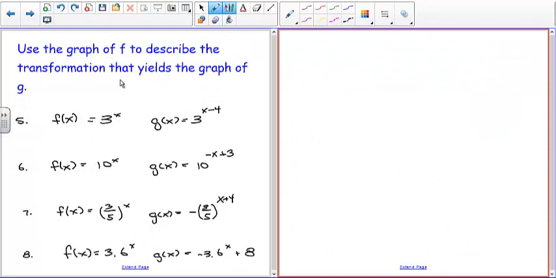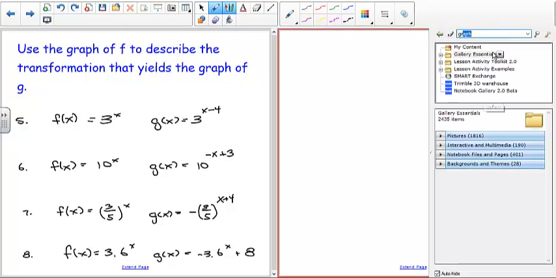Okay, it says use the graph of f to describe the transformation that yields g. So this is f of x, this is g of x. So again, this is just looking at the transformations associated with these functions. So what we'll do is we'll plot both of them. So you'll need a piece of graph paper to do this.